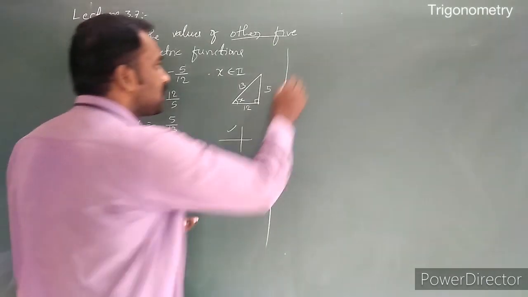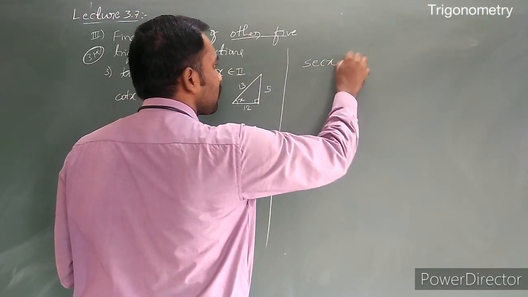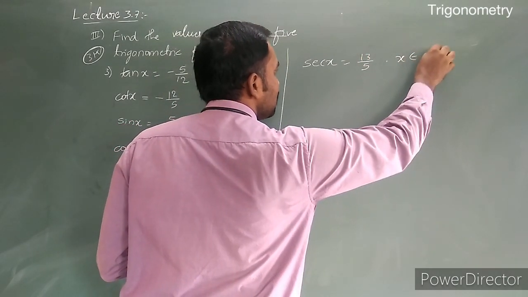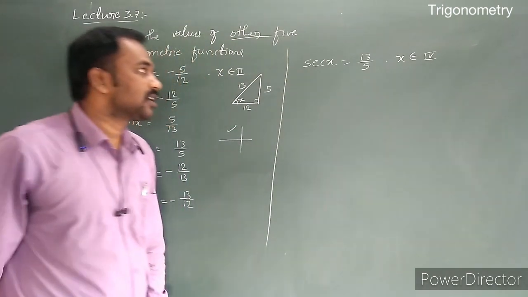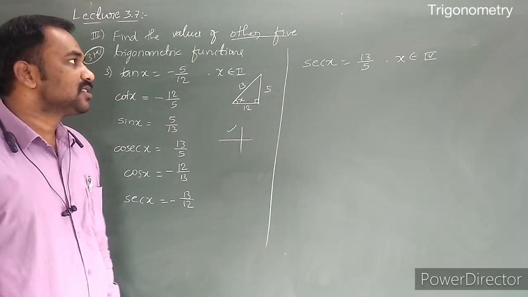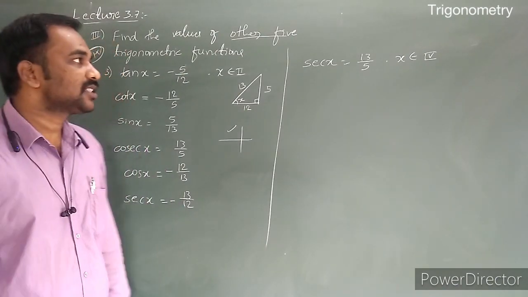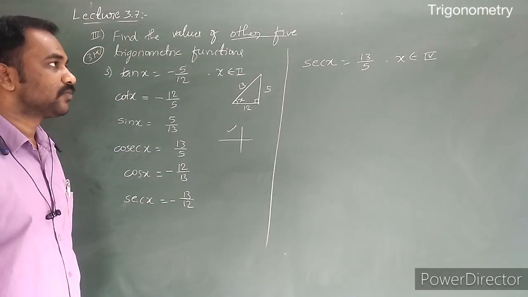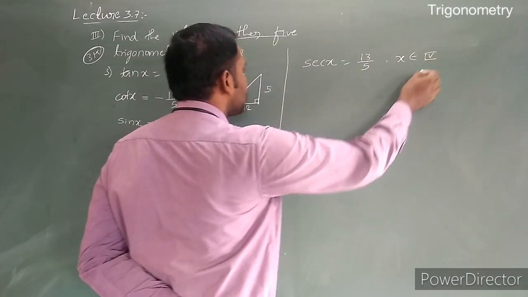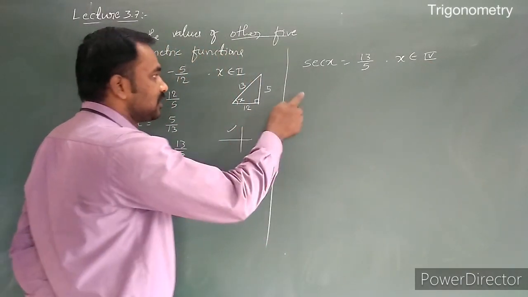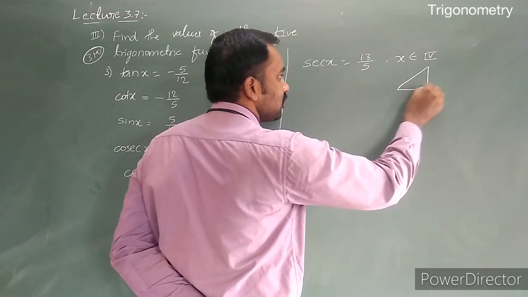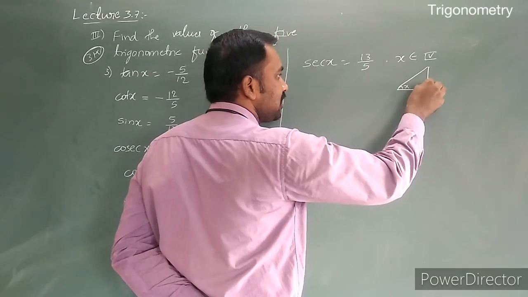Sec x is equal to 13 by 5, where x lies in the fourth quadrant. What will we get? You can pause the video and continue. It is the same triangle that carries over. Suppose this is the angle x, and this is the 90 degree.